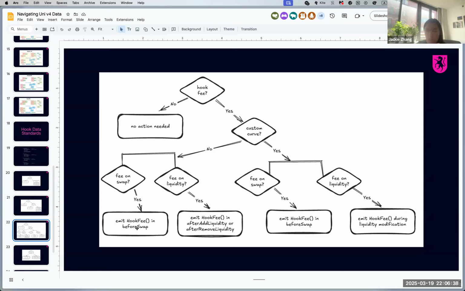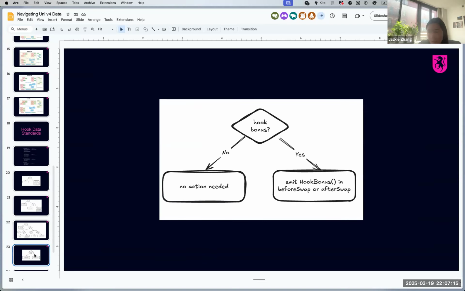And as data people, if you watch this event, then you will be able to collect and aggregate and see how much service fee has been charged or taken by this particular hook or this particular hooked pool. And similarly for liquidity, they should be emitting the hook fee for liquidity modification events. In those scenarios, as data people, we can then track the hook fee that's being charged and conduct our analysis.